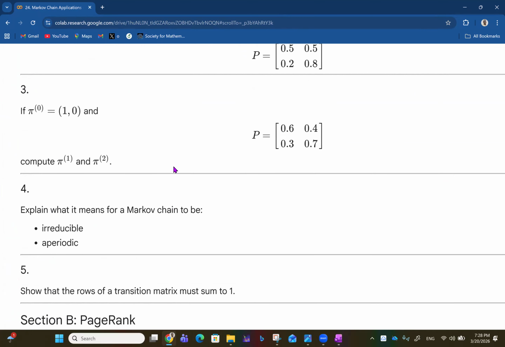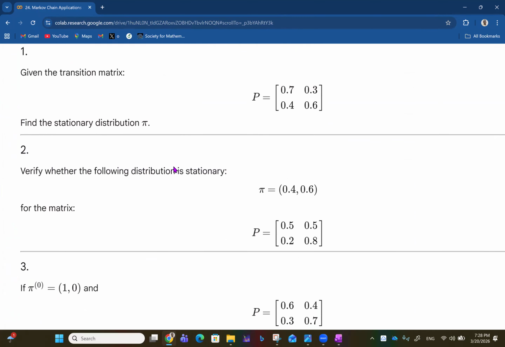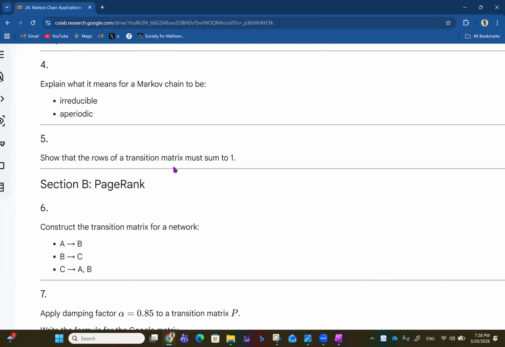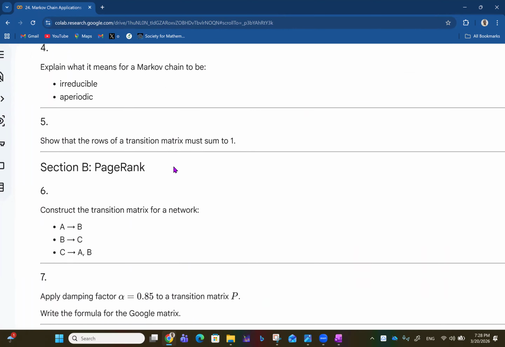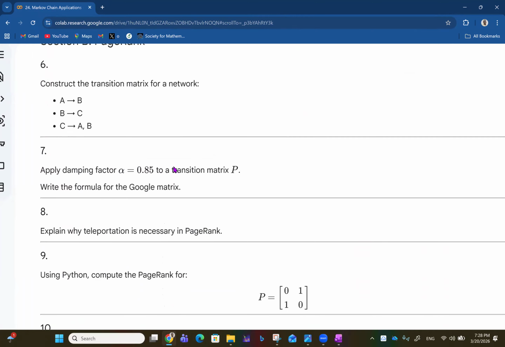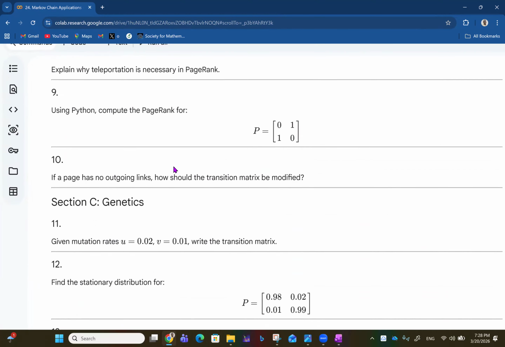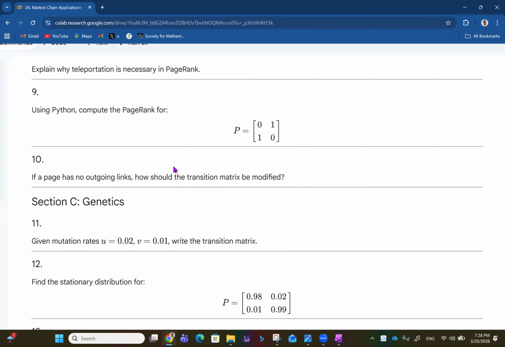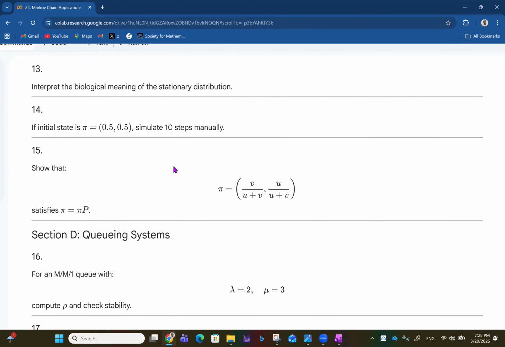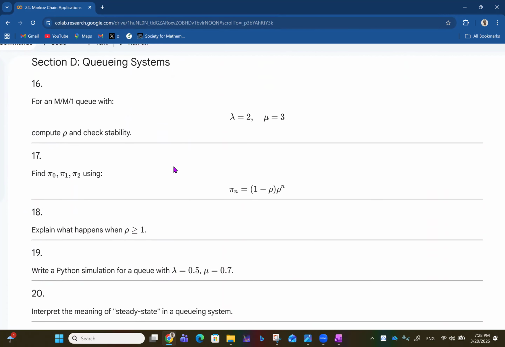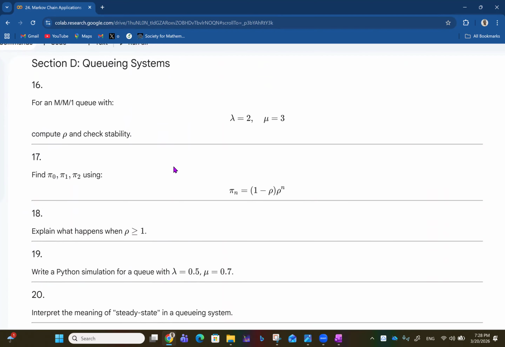So again, let me try to flash the questions one after the other. So here you have 1 to 3, then you have 4 to 7, then 8 to 12, and then 13 to 16 here. You have 17 to 20. Talking about queuing, we're still going to talk about queuing systems a lot.